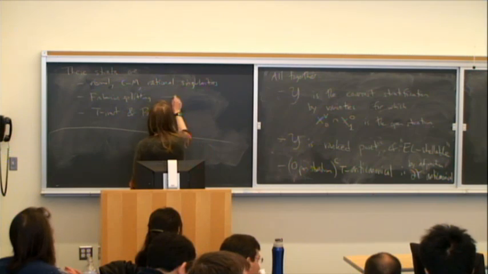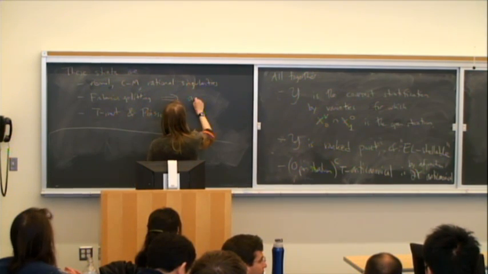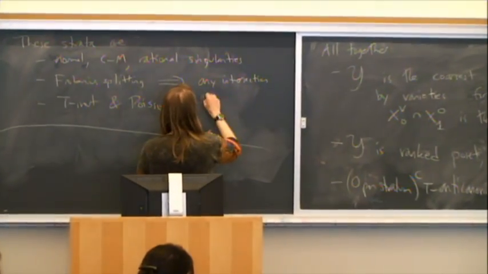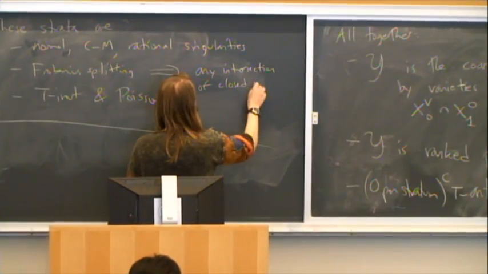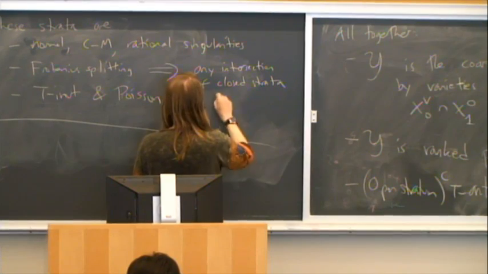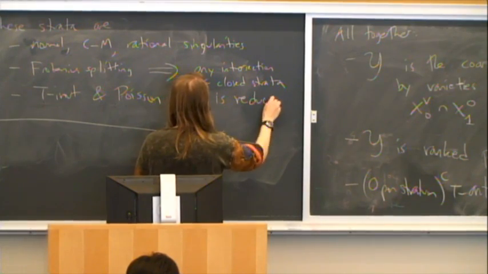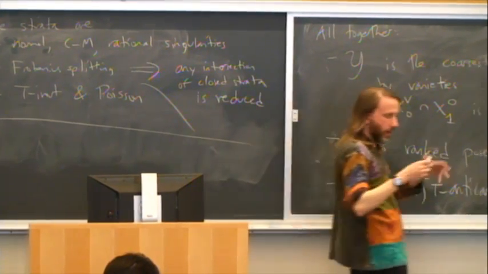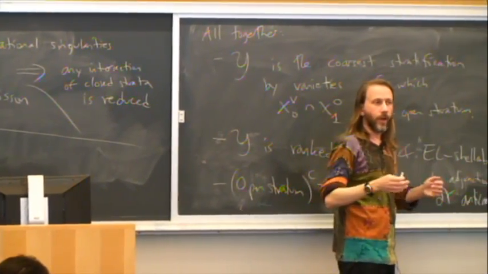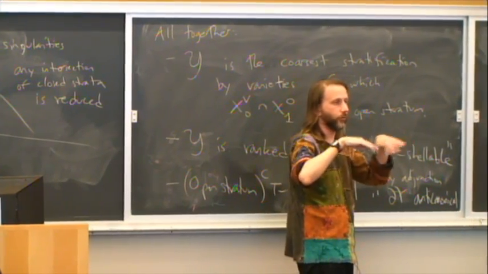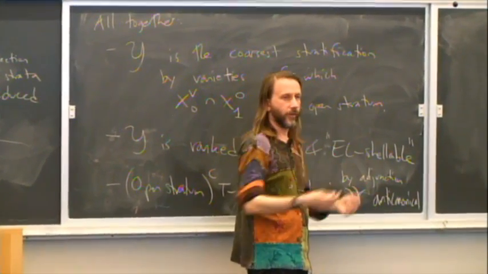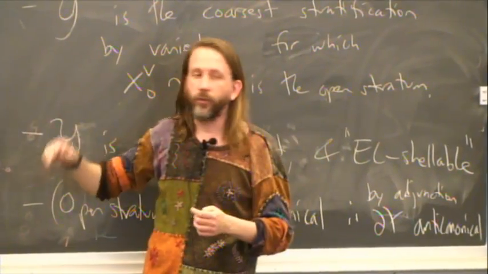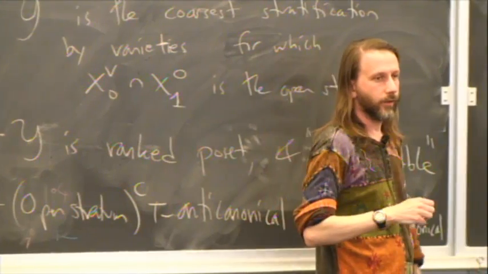Why is it worth mentioning that? It gets you that any intersection of closed strata is reduced. So when you have a stratification by some closed subvarieties, that means the intersection of two closed strata should be a union of other closed strata set theoretically. The Frobenius splitting tells you that it gets you that union scheme theoretically.